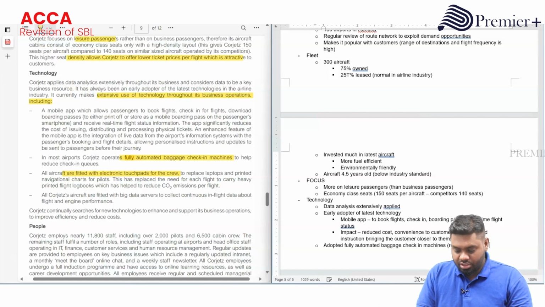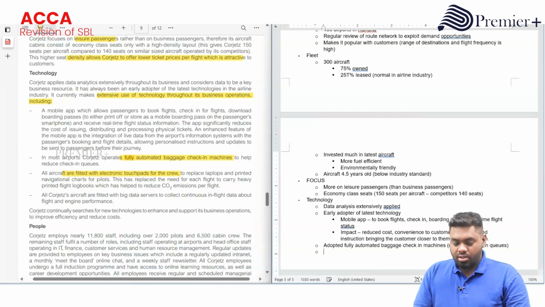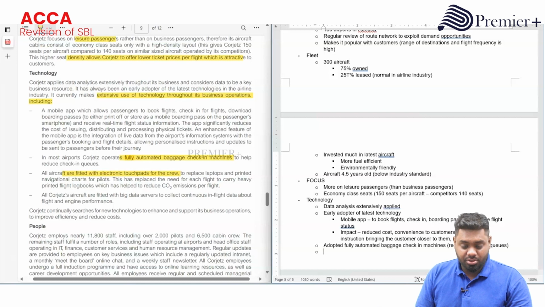Reduce check-in queues. All aircraft are fitted with electronic touchpads for the crew to replace laptops and printed navigation charts for pilots.